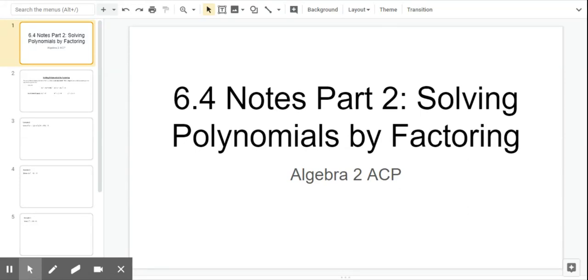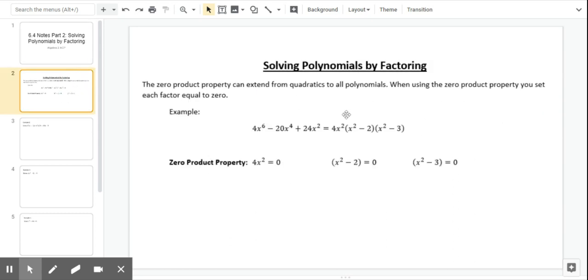In this video, we are doing the second part of section 6.4. In the first part, we learned how to factor polynomials using sum and difference of two cubes and grouping. In this part, we're going to talk about actually solving polynomials using factoring and the zero product property.